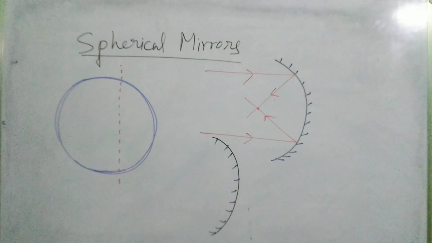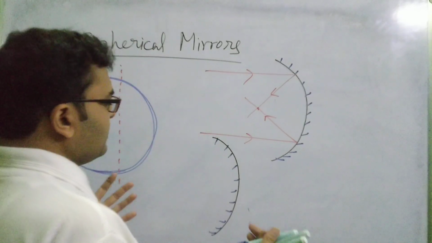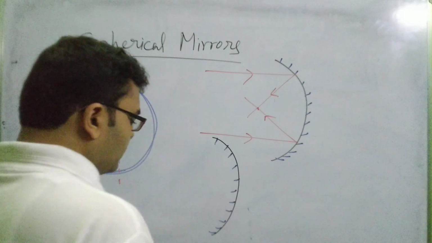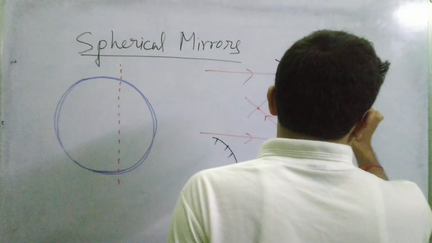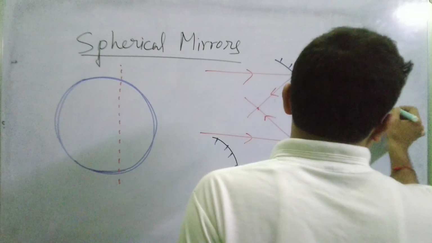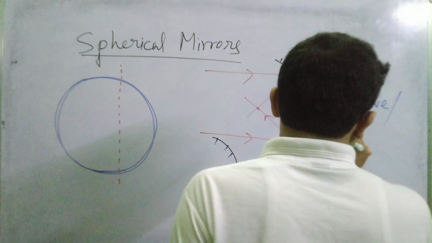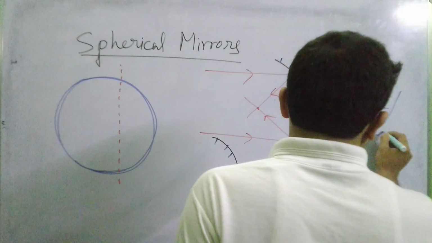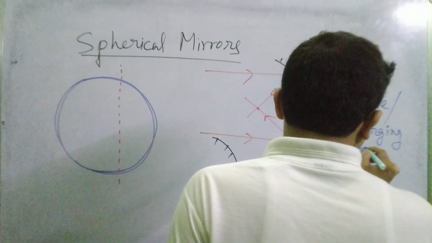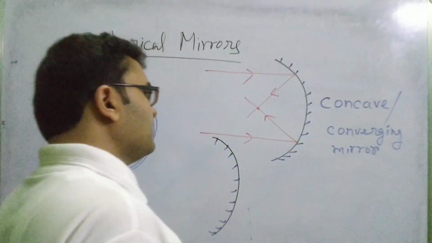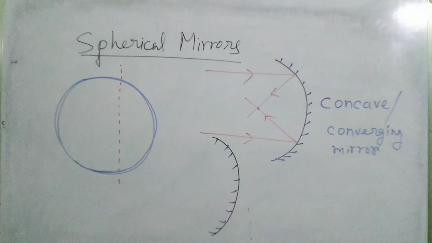As the light rays actually get converged to a point, this kind of mirror is called a concave mirror, or it is also regarded as a converging mirror. So this kind of mirror is regarded as a concave or converging mirror.